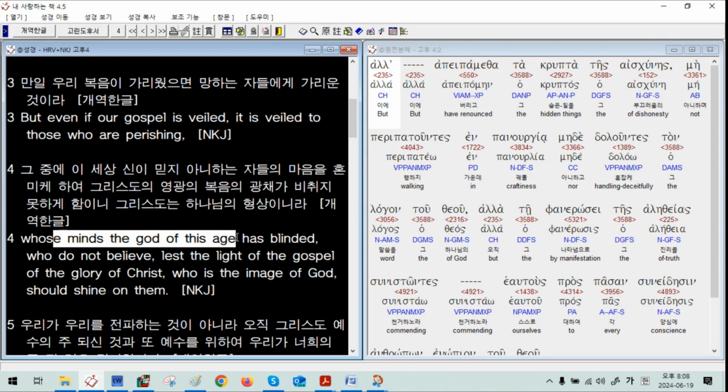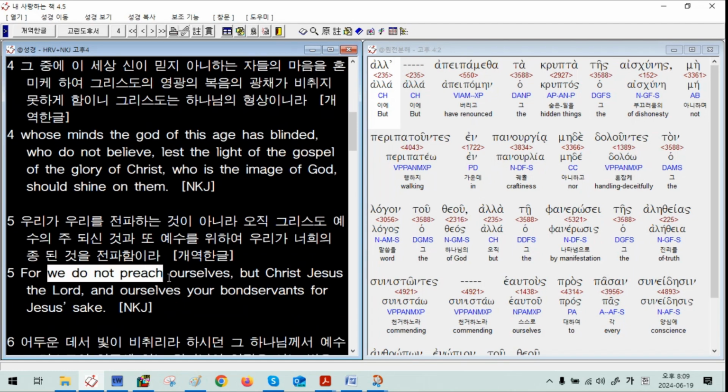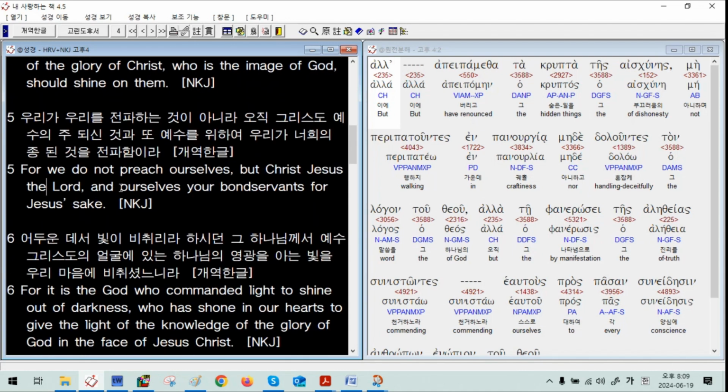Until the war broke out in my heaven, they make it veiled, and make me blind. So we are nothing but to perish, and we are not able to believe. That's why, lest the light of the gospel of the glory of Christ, who is the image of God, should shine on them. We do not preach ourselves, we preach Christos Jesus, the Lord, ourselves your bondservant for Jesus' sake.